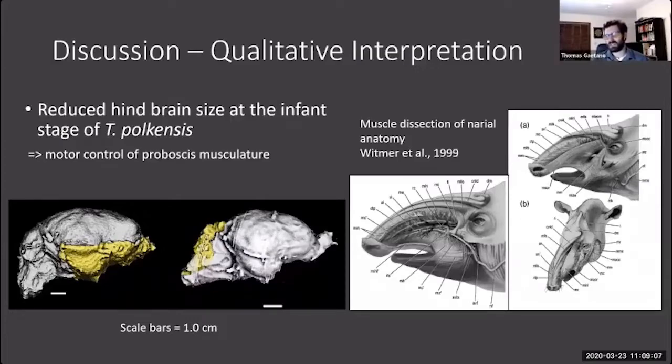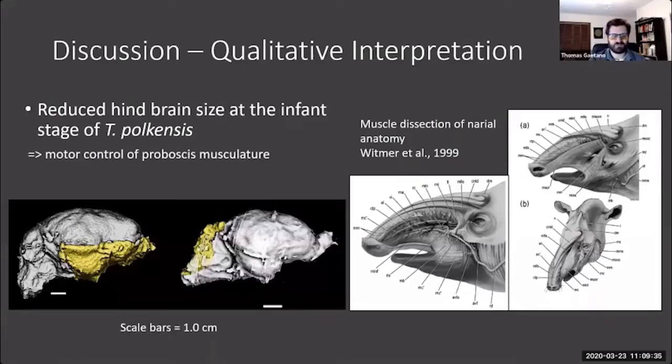And then in thinking about what that could mean, well, the motor coordination centers developing a greater relative volume throughout ontogeny makes me really speculate on their impact on the control of the musculature in the Tapirus polkensis trunk, that mobile proboscis on their face.